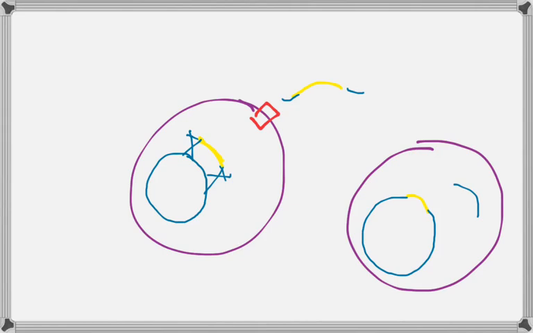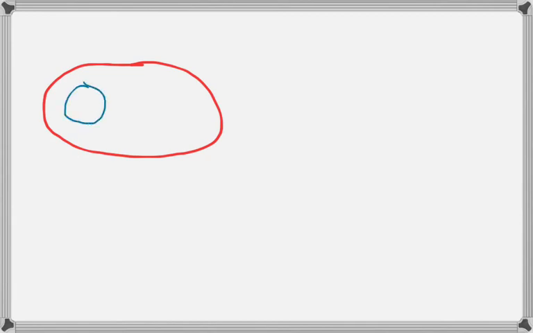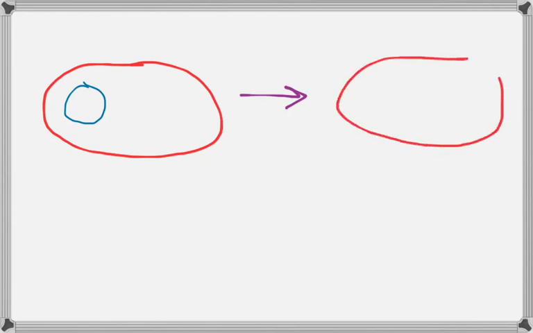All right, so that's 2. Transduction. Bacterial cell gets infected by phage. Those new phage, they're super big ones.